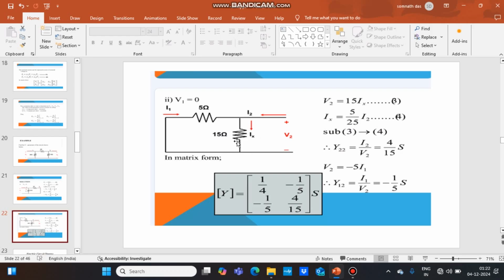From the figure we can say V2 equal to the voltage drop across the 5 ohm resistance. See here, as we short circuited the input terminals, V1 becomes 0 and I1 is flowing in the opposite direction. So when I1 is in the opposite direction, V2 equal to minus 5 into I1. So Y12 equal to I1 by V2, that is equal to minus 1 by 5 Siemens. So by making V1 equal to 0 and V2 equal to 0, we are getting the 4 Y parameter values.